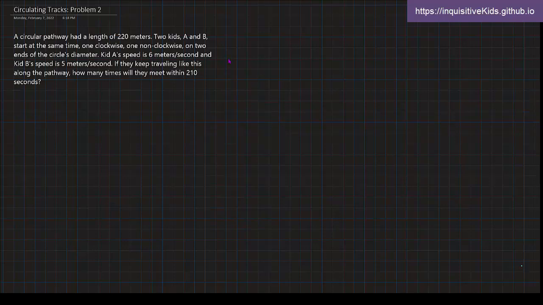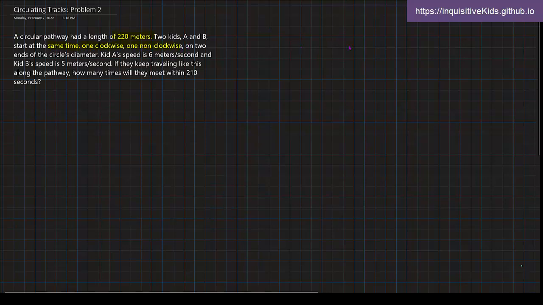Problem 2. A circular pathway has a length of 220 meters. Two kids A and B start at the same time, one clockwise, one non-clockwise. So, well, it says same time, but not same place. I wonder why. One clockwise, one non-clockwise. Okay, so basically they're going in different directions.